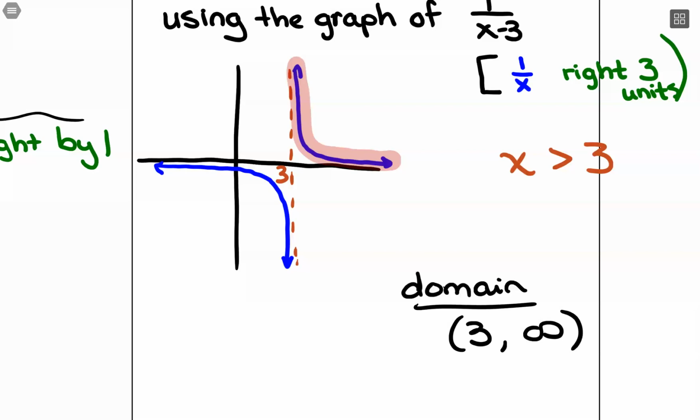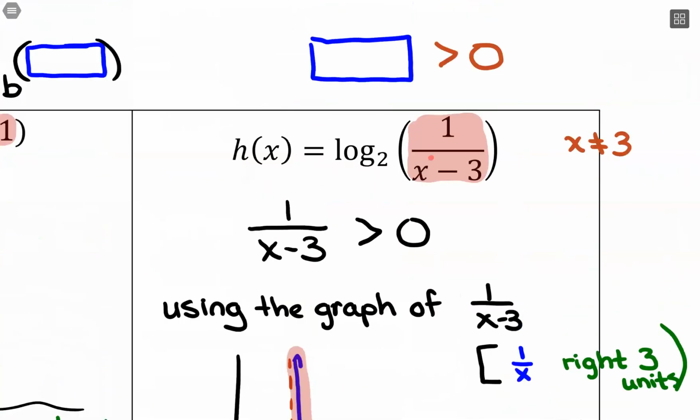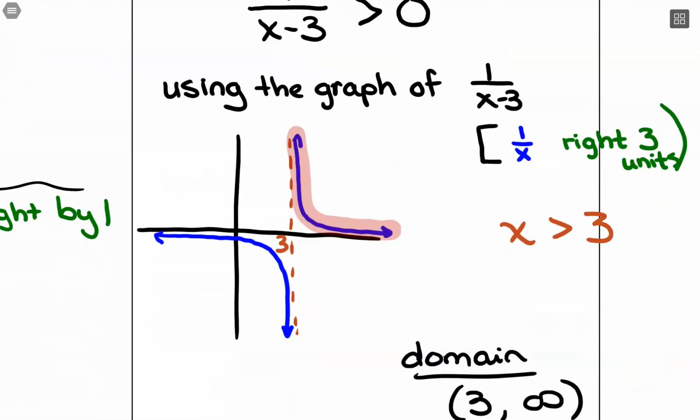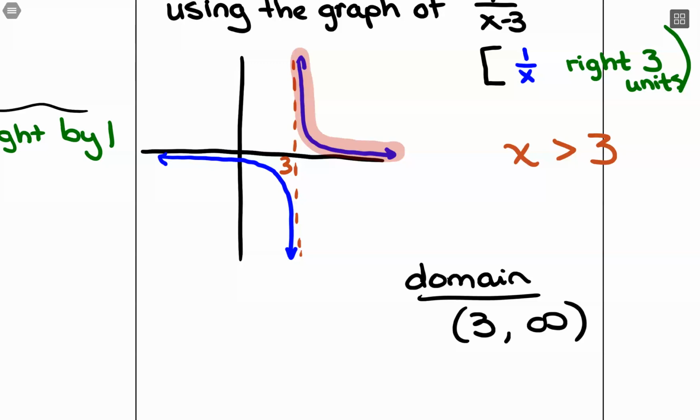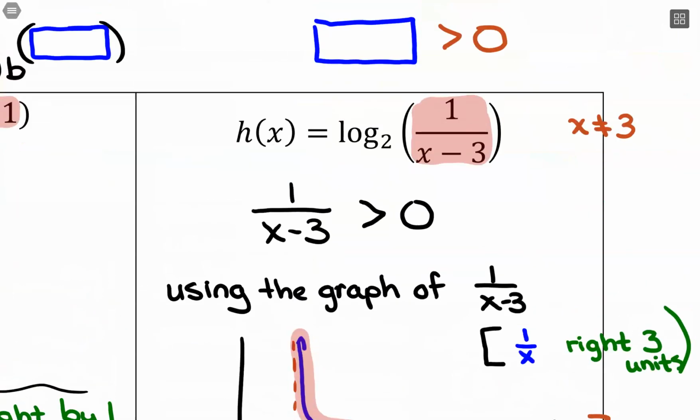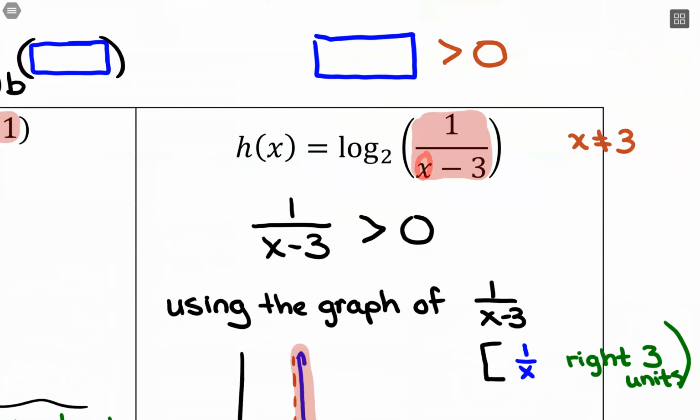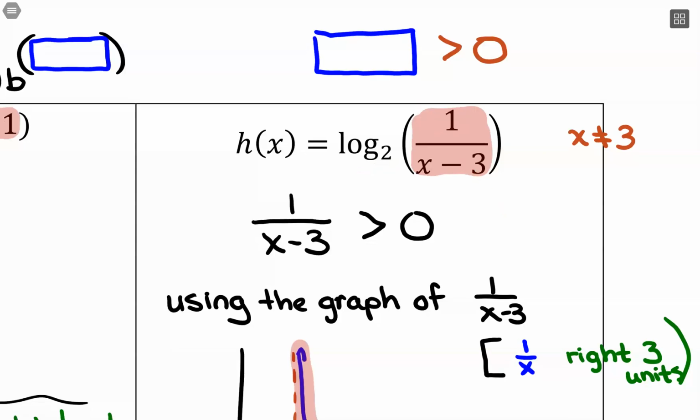Now, with all of that work and using the graph, let's just make sure it works. So let's say I plug in x equals 5, just choosing something that lands in that domain. So if I plug in a 5 right here, I would have a 1 over positive 2. So I'd have a positive 1/2 in there, which works great. I can evaluate that. But if I chose something outside of this domain, like let's say I chose x equals 0, so if I plug in 0 right there, I would have negative 1/3, and we can't plug in negative numbers into a logarithm, so that would fail.